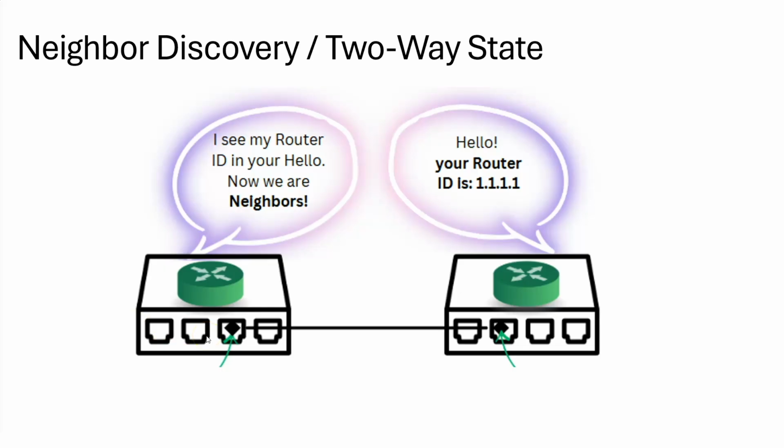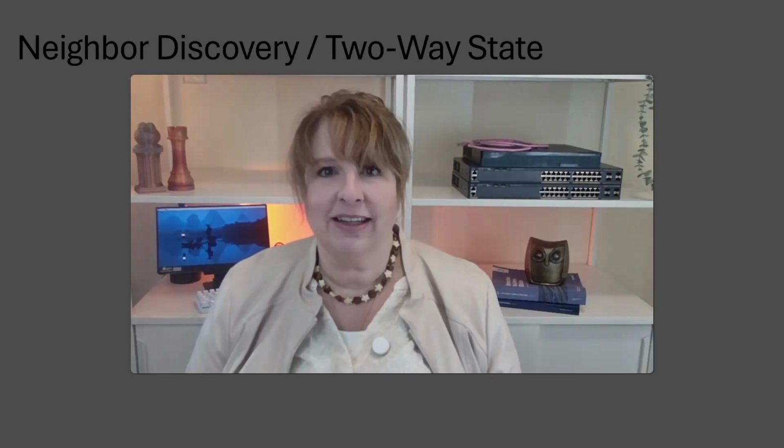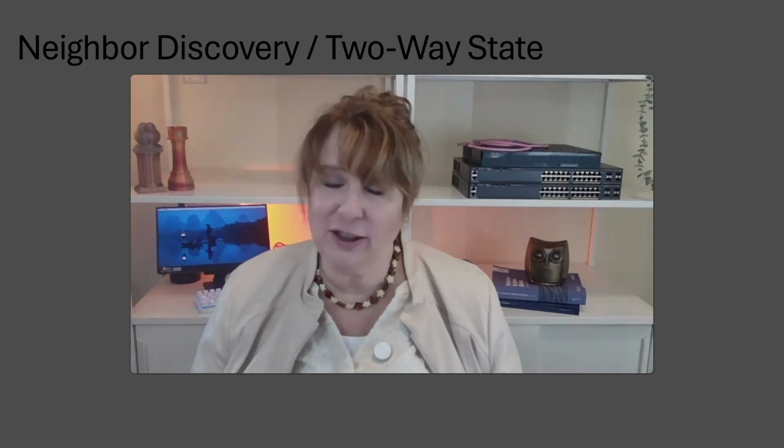Once the parameters match, each router begins including the router ID of the other router in its hello packets. When a router receives a hello packet and sees its own router ID listed, the routers transition into the two-way state. At this point, the routers have successfully discovered each other and are officially considered OSPF neighbors. Even after the two-way state is established, hello packets continue to play an important role. They are used to maintain the neighbor relationship.